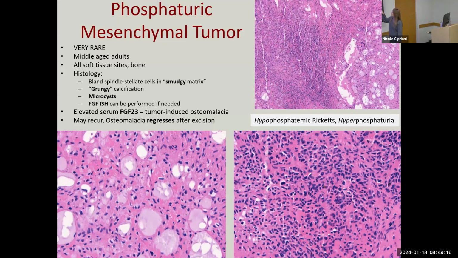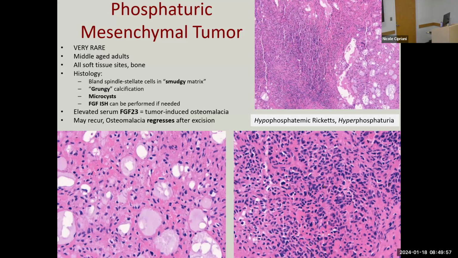So what this looks like is this pretty blandish spindle cell tumor, but the characteristic thing that sets it apart from all the others is the matrix. And it tends to have this grungy, they call it grungy calcification, or like smudgy matrix. You're like, is this underfixed? Is this normal? Yup, that's what it looks like. So you see some weird matrix with a bland spindly neoplasm. Think about phosphaturic mesenchymal tumor. Look into the serologies, or ask for them to order it.